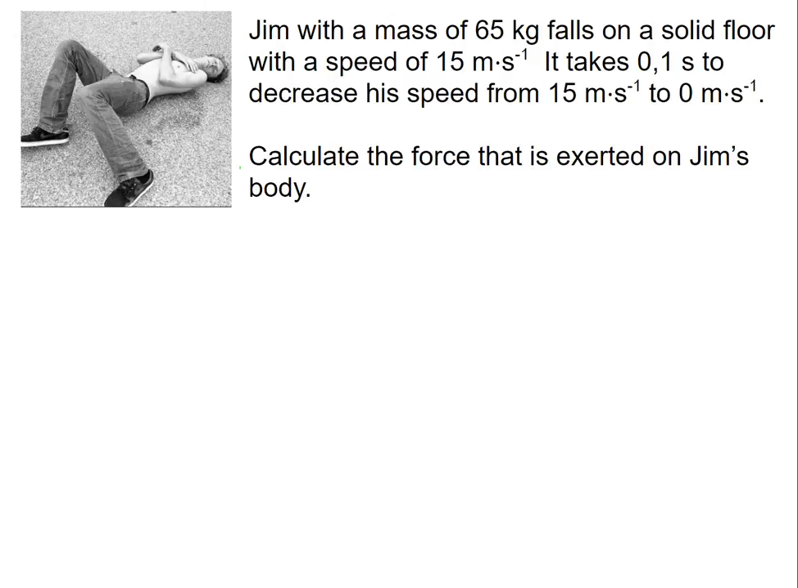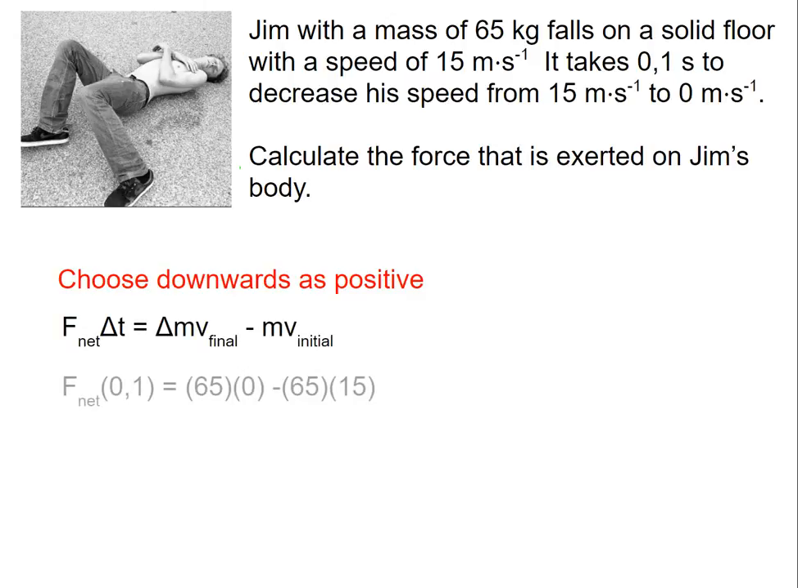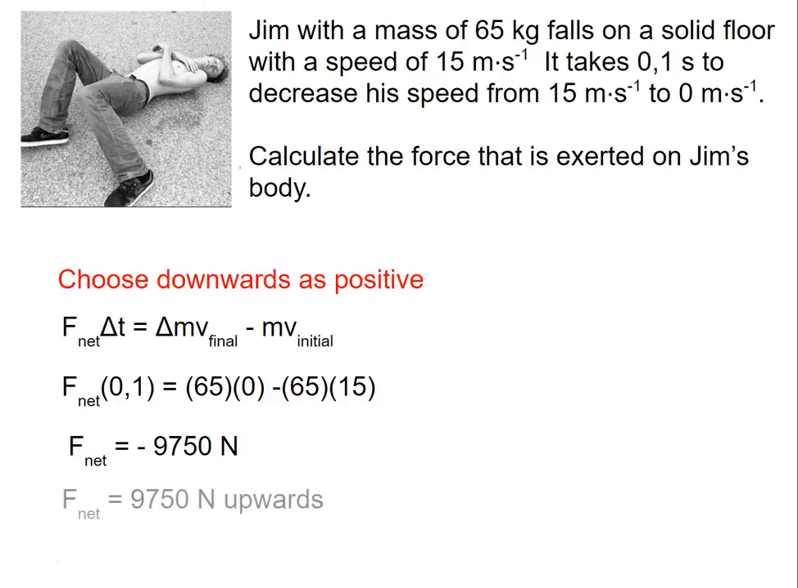Jim has a slightly smaller mass than Sam. He also falls on a solid floor with a speed of 15 meters per second, but in his case, it takes him 0.1 second. He's not falling on an air cushion, so it takes him a much smaller time to decrease his speed from 15 to 0. So I choose again a direction downwards as positive, and I write down my equation, fill in all the values. But can you see, in this case, I get a much greater force, one of 9,750 Newton. I have a negative sign, which I need to interpret as a direction.